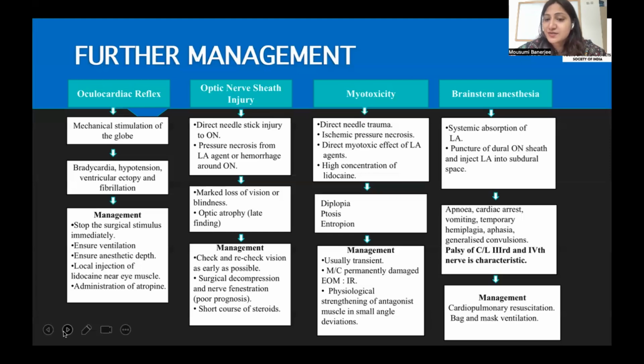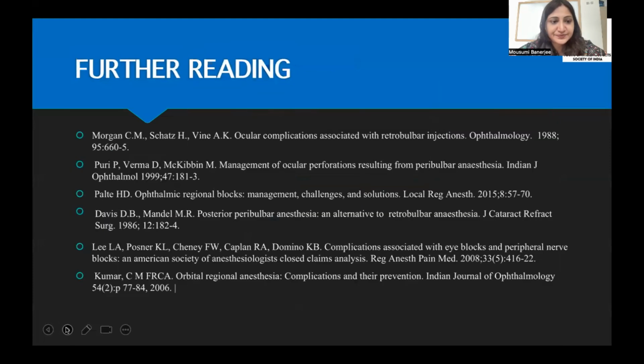Now, coming to a very serious complication, that is brainstem anesthesia. It occurs due to systemic absorption of local anesthetic agent and or puncture of the dural optic nerve sheath and injection of the local anesthetic into the subdural space. Patients will have apnea, cardiac arrest, vomiting, temporary hemiplegia, aphasia, generalized convulsions, and the characteristic feature is palsy of the contralateral third and fourth nerve. The patients can be managed with cardiopulmonary resuscitation and bag and mask ventilation.